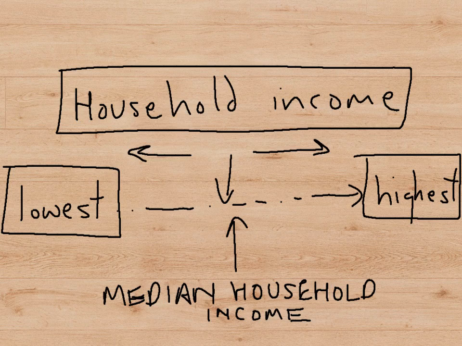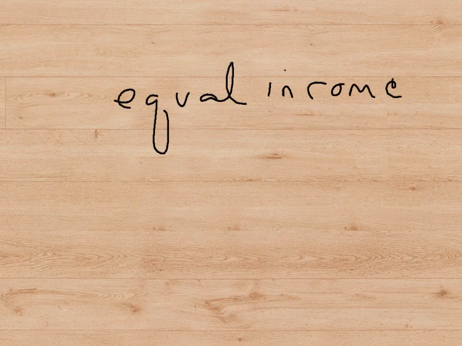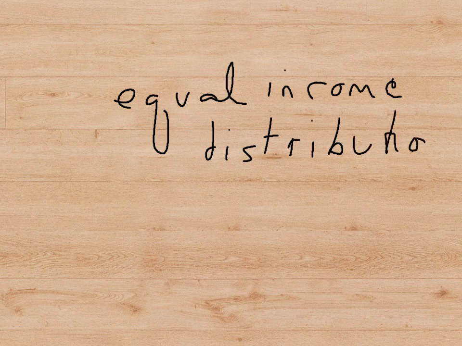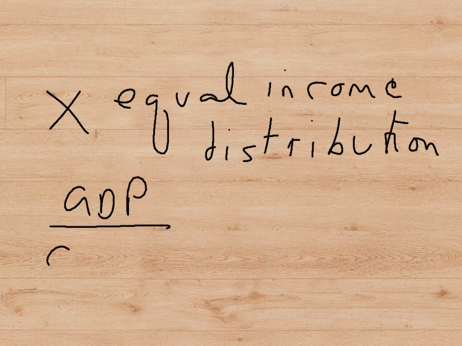So we've seen the problems with GDP per capita. It assumes absolutely equal income distribution. And that just doesn't happen in most economies. In fact, in any economy, it doesn't happen. Income is not equally distributed. So GDP per capita, which assumes equal income distribution, is a very faulty measure, and it doesn't really progress us from measuring total GDP.